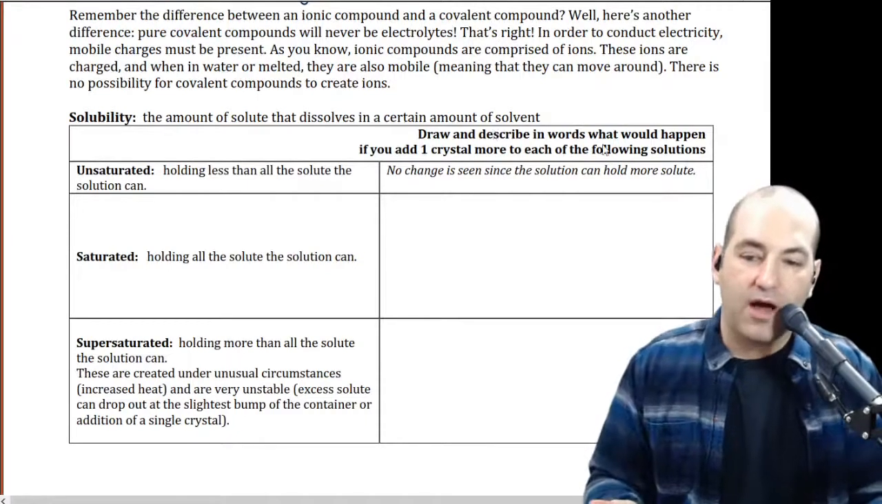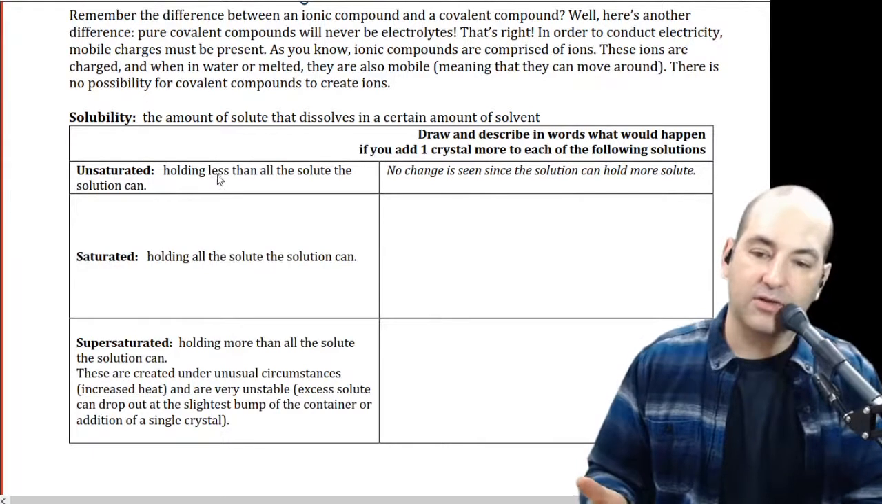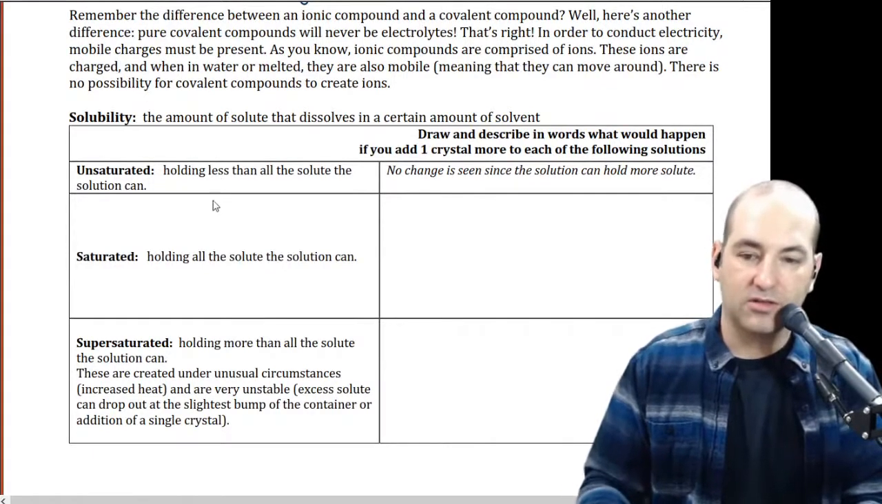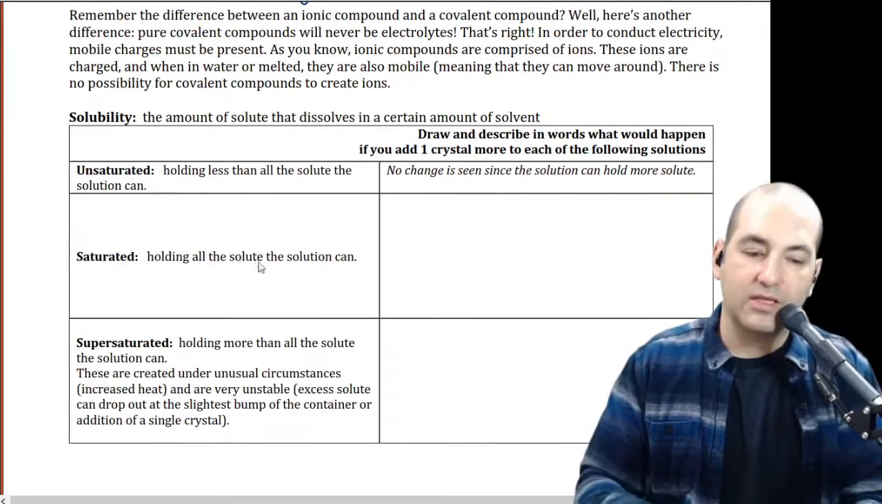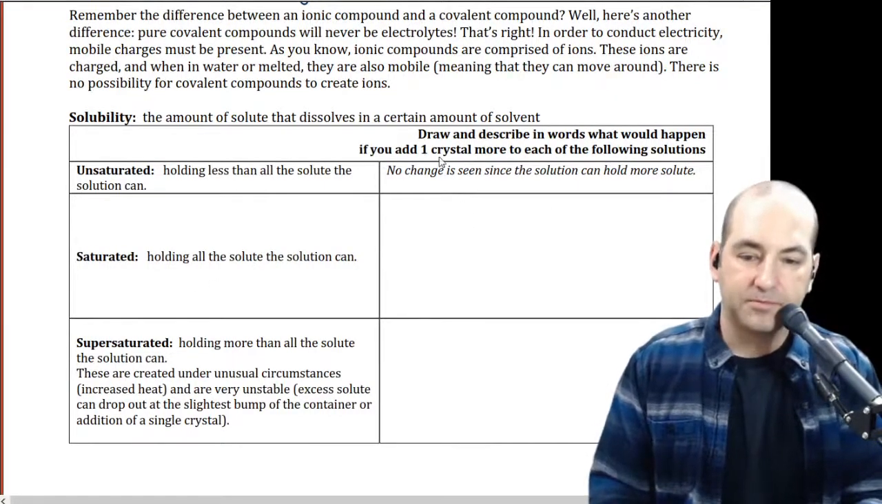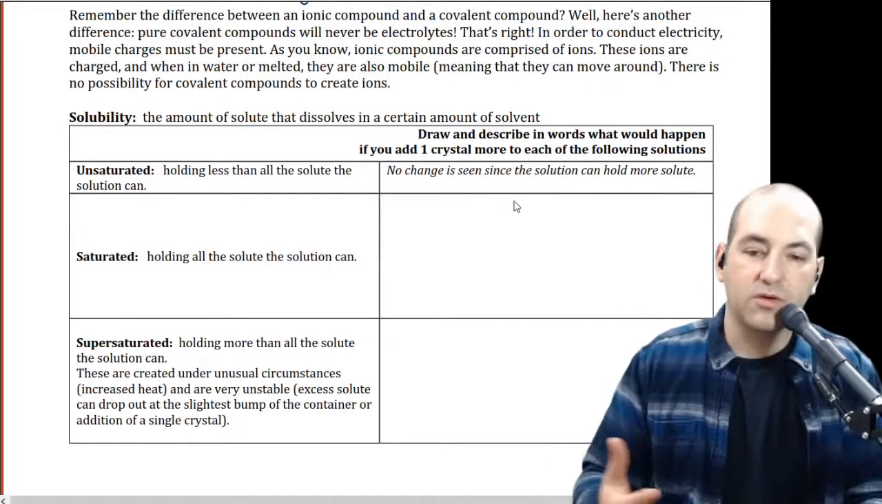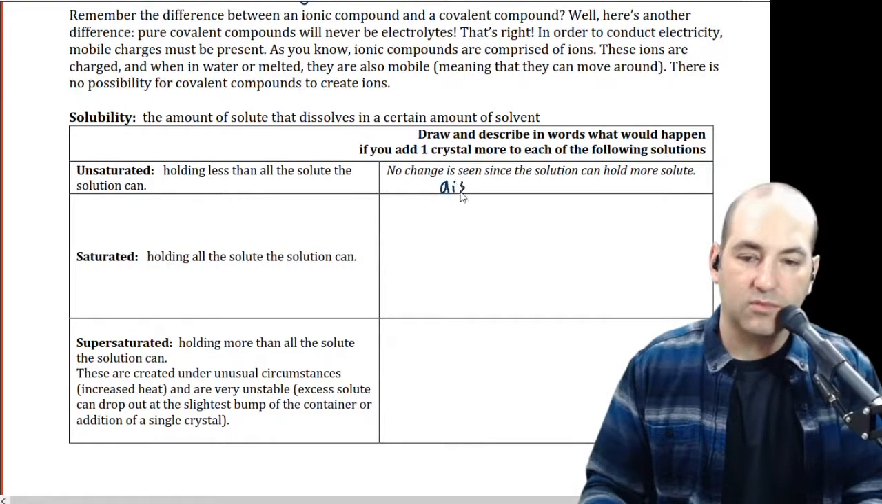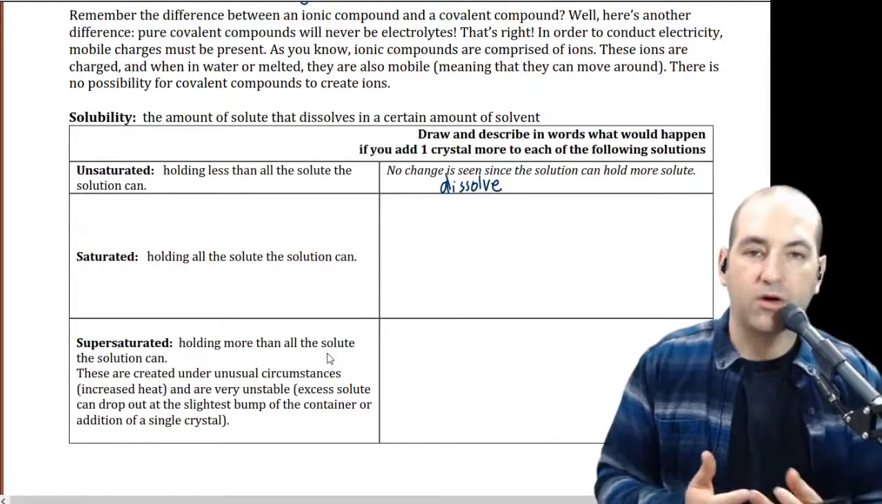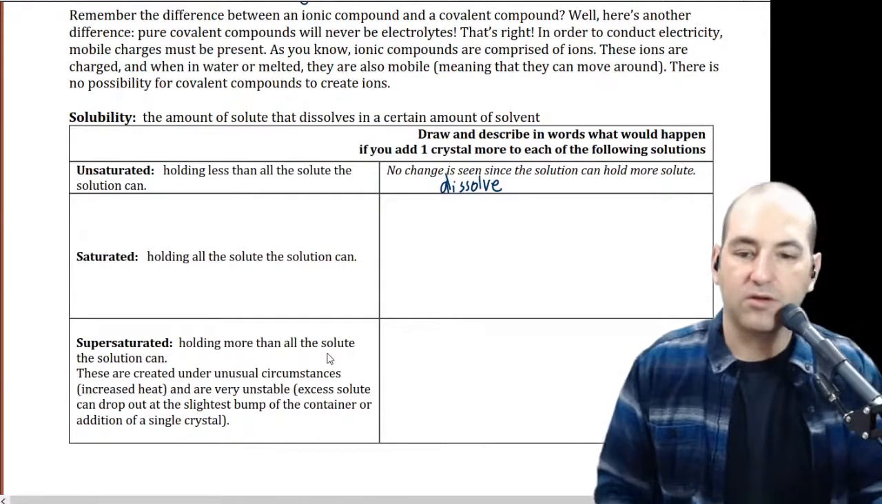At that point, you have what's called a saturated solution. So up until then, you had an unsaturated solution. There's less than all the solute the solution can hold. And then once it gets to that point, it's called saturated. So for example, if you add one more crystal to an unsaturated solution, all it would do is dissolve. That one more crystal would dissolve because it's unsaturated and there's more room for the solute. You can hold more solute.